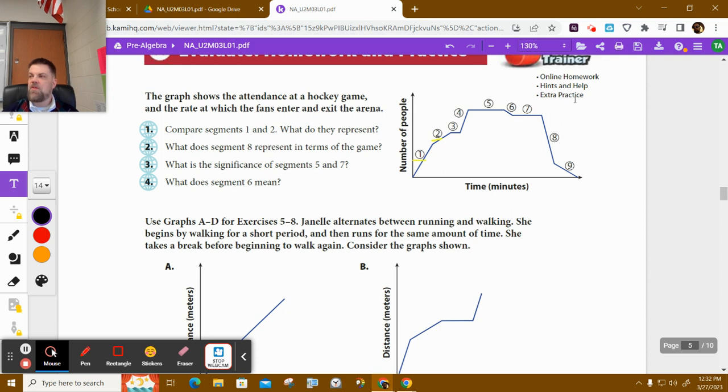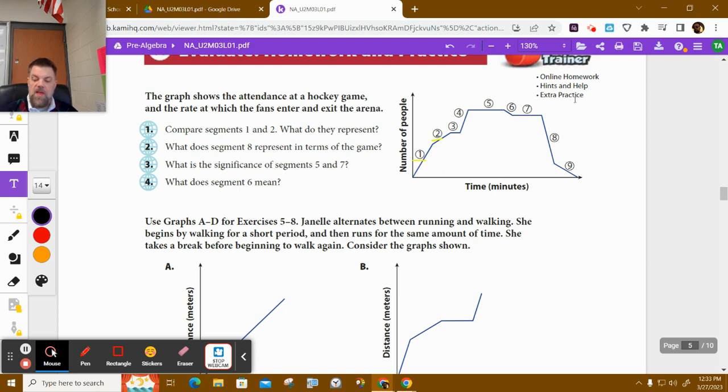So I'm going to ask the question again. The graph has the attendance of a hockey game at an arena. And it says the graph is the rate in which the people enter the arena and how they leave. So it says compare segments 1 and 2, and a couple of things were stated. One was it shows the people entering the arena, the number of people, and the time.